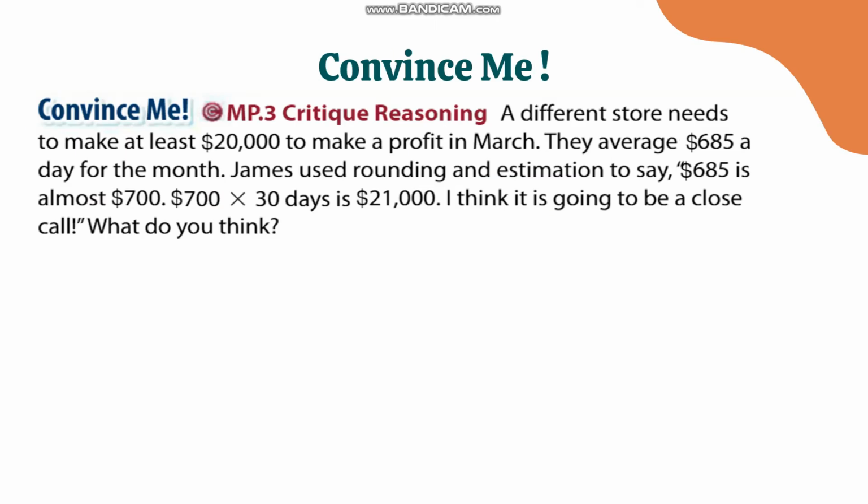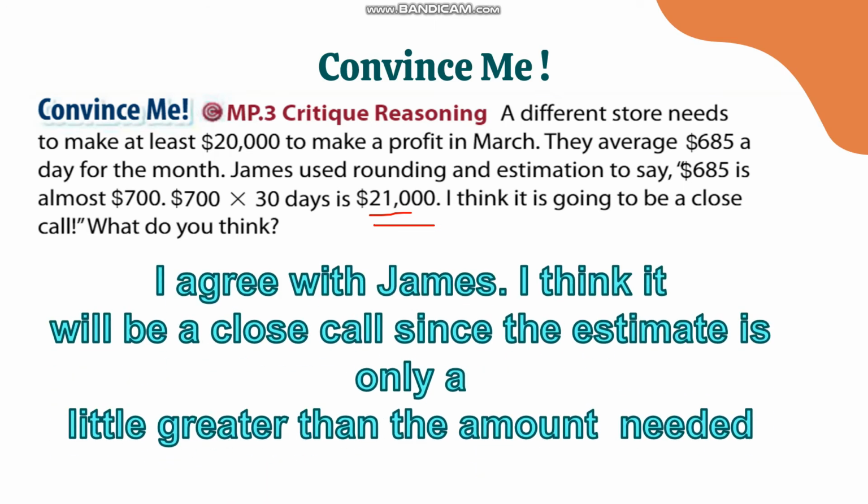A different store needs to make at least $20,000 to make a profit in March. They average $685 a day for the month. James used rounding and estimation to say that $685 is almost 700. So $700 multiplied by 30 days is 21,000. So I think it is going to be a close call. What do you think? So the answer is yes. I agree with James because I think it will be a close call since the estimate is only a little greater than the amount needed.